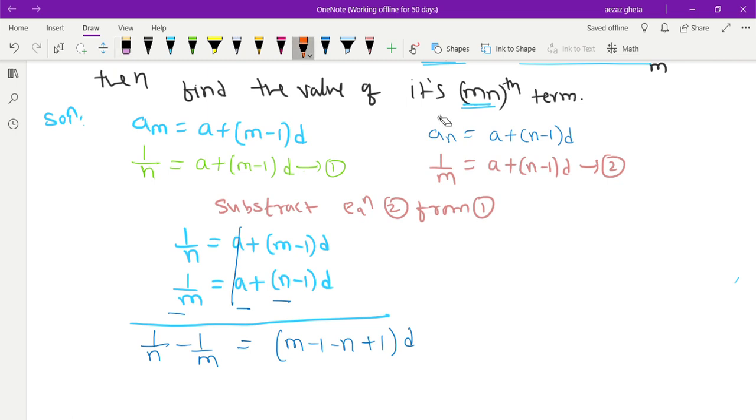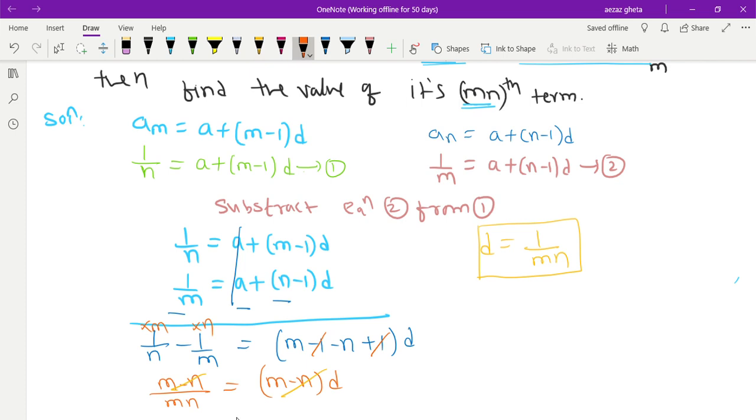Now we will cancel this minus and this is plus. And here we are going to take an LCM. So if I take the LCM mn, with m and n, we will get (m minus n) by mn is equal to (m minus n) of d. So this m minus n cancels. You will get d is equal to 1 by mn.